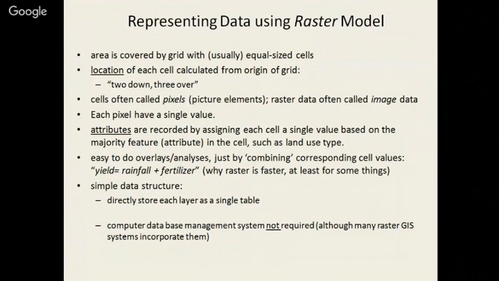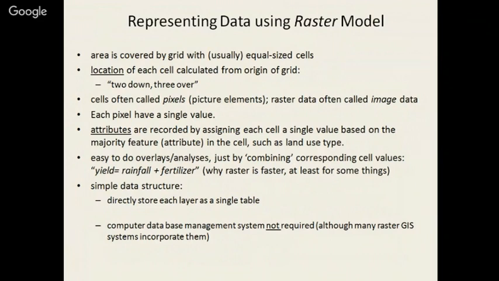So with this raster model, it's very easy for us to do analysis and overlays, just by combining data through addition or subtraction of values. They give us analysis. For example, when we talk about yield, it would be a combination of how much rainfall there is and what amount of fertilizer we use. So raster data calculates it and combines it.